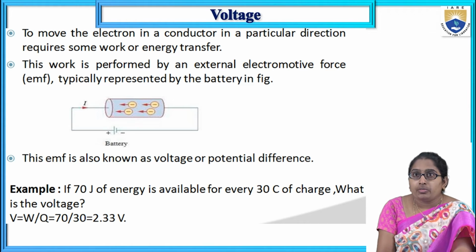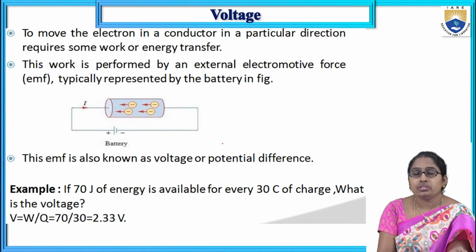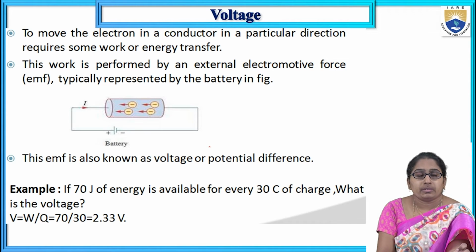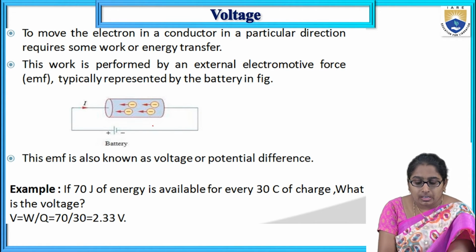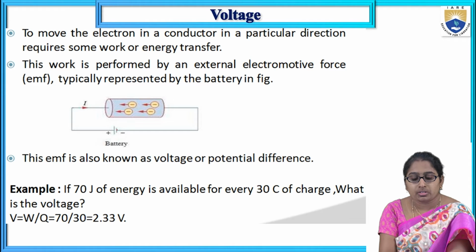Next, voltage. What is meant by voltage? To move an electron in a conductor in a particular direction requires some work or energy. This work is performed by an external electromotive force, EMF, typically represented by a battery, which is shown here in the figure. This symbol shows a battery, and here it is connected across a conductor.